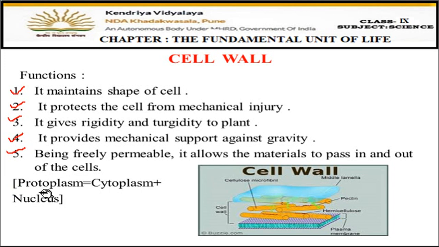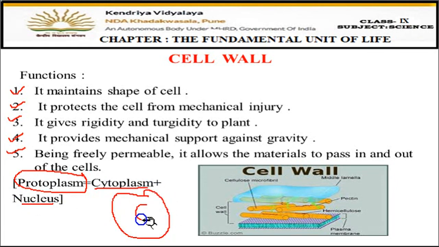Now, you have to remember that whenever the word protoplasm is used, protoplasm is equal to cytoplasm plus nucleus. Suppose this is a cell, so there is a nucleus at the center. This is the cell membrane, and the liquid filled here is the cytoplasm. So cytoplasm plus nucleus, altogether whatever is present inside the cell membrane, is known as protoplasm. Keep this word in mind, so it will be easy for you to understand.